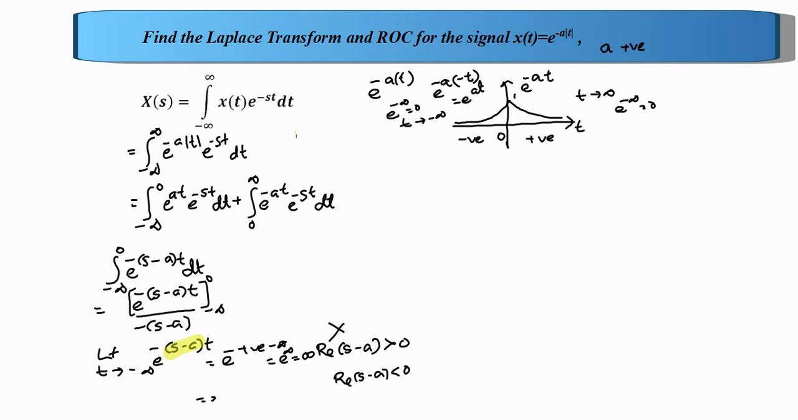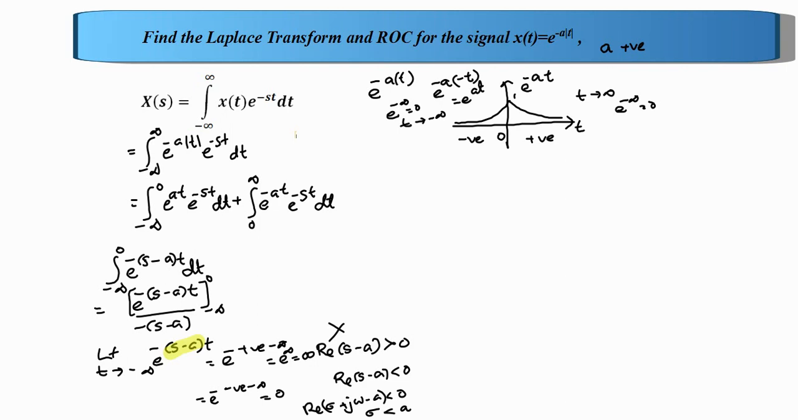If that is less than 0, then e raised to minus gives a negative quantity, and if t is minus infinity, you will get e raised to minus infinity, which is equal to 0. Here, if the real part of s minus a is less than 0, you can write sigma plus j omega minus a less than 0, or taking the real part, sigma less than a. Finally you get sigma less than a.